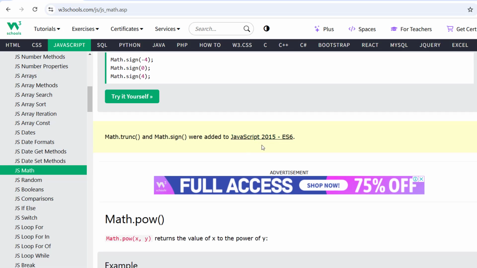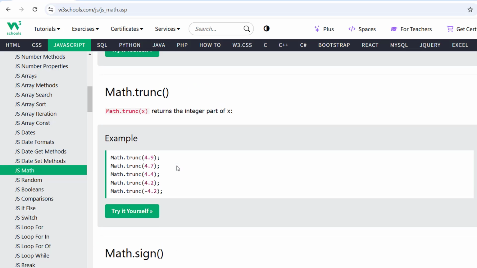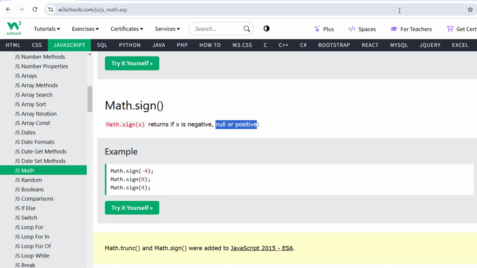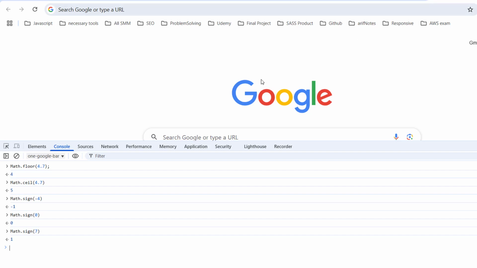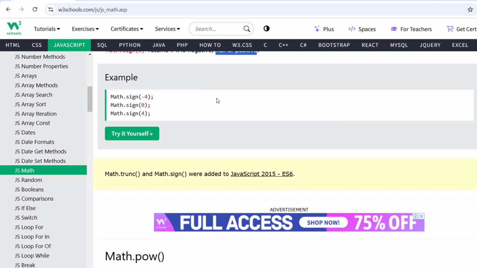So there is a noise, I'm just stopping, then coming back. So Math.sign will provide you negative, null, or positive, like that. So this is a mathematical term, more math intensive, not JavaScript intensive.